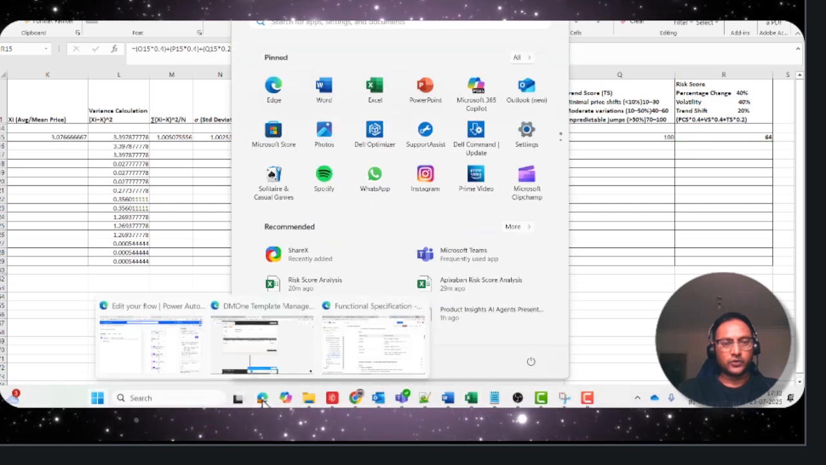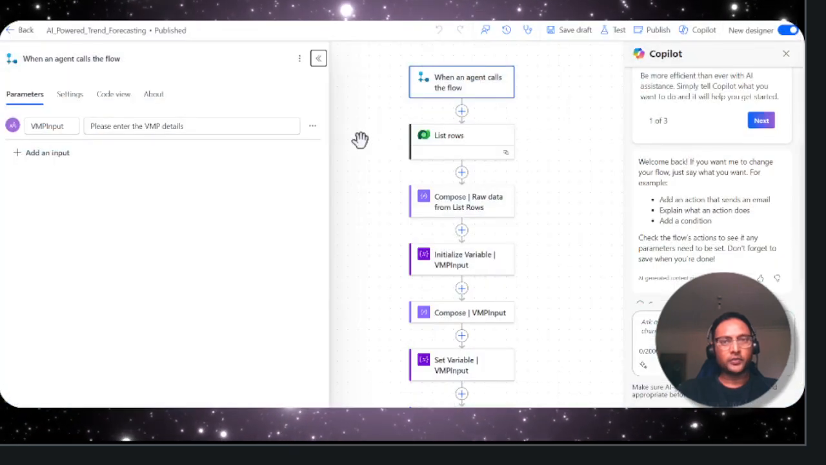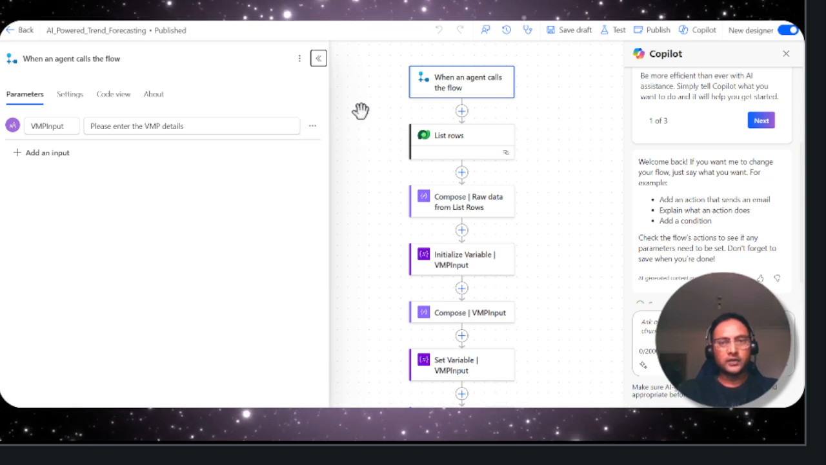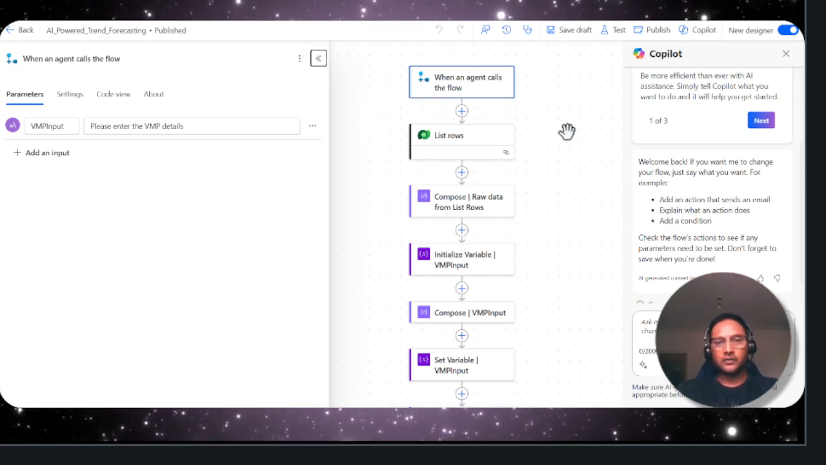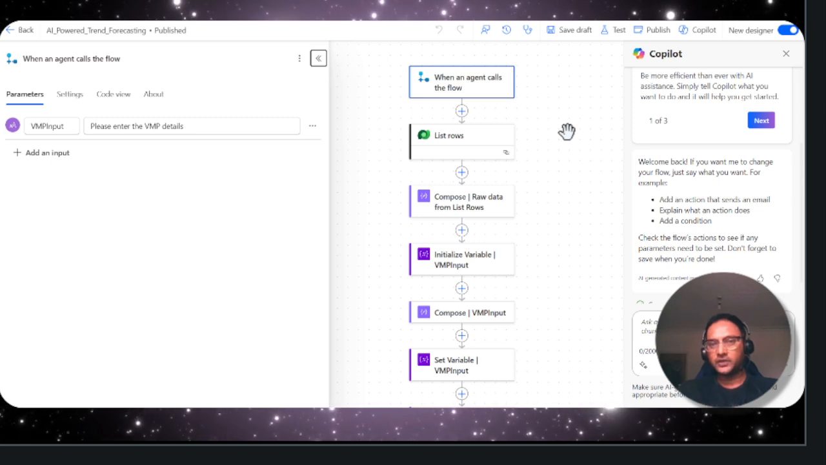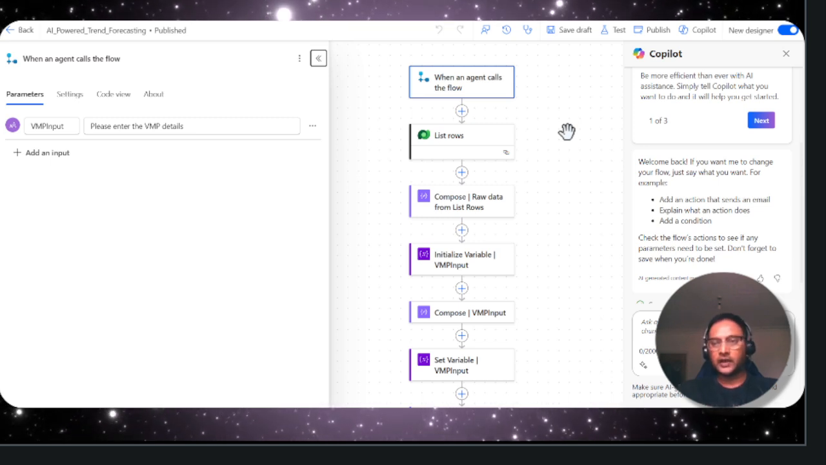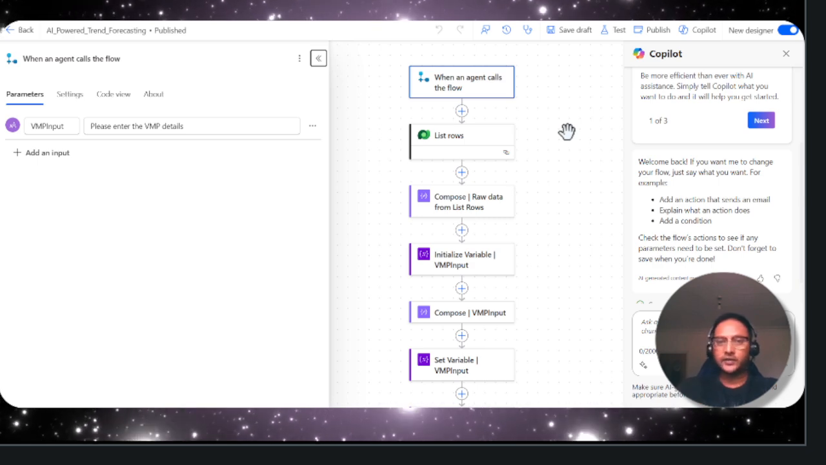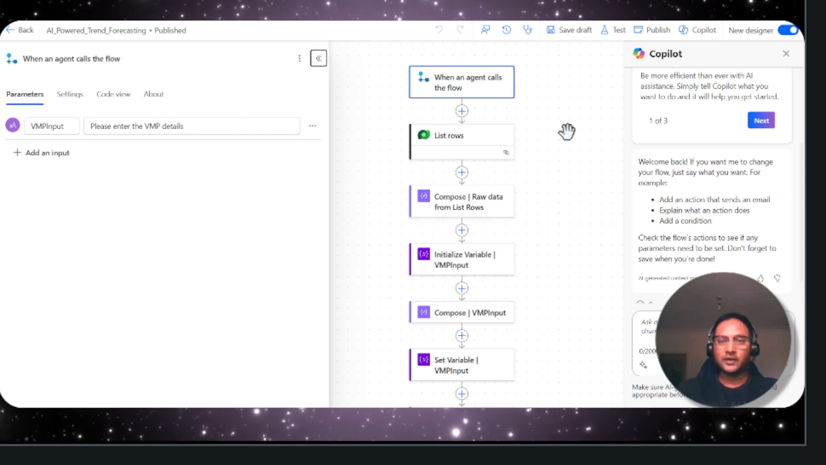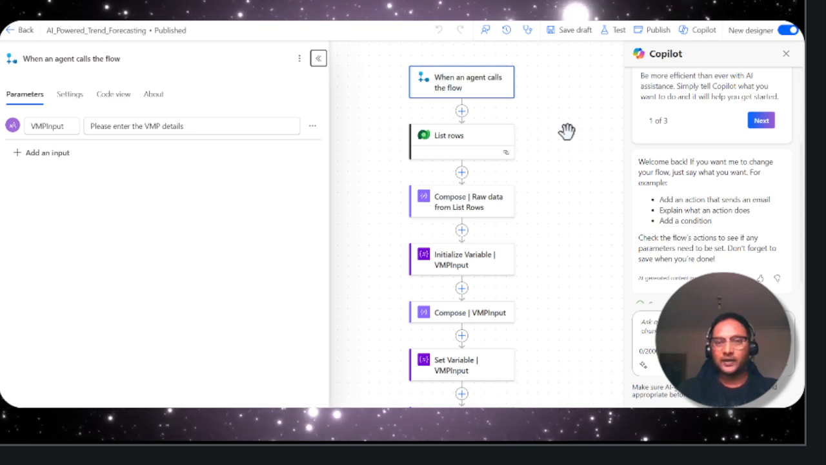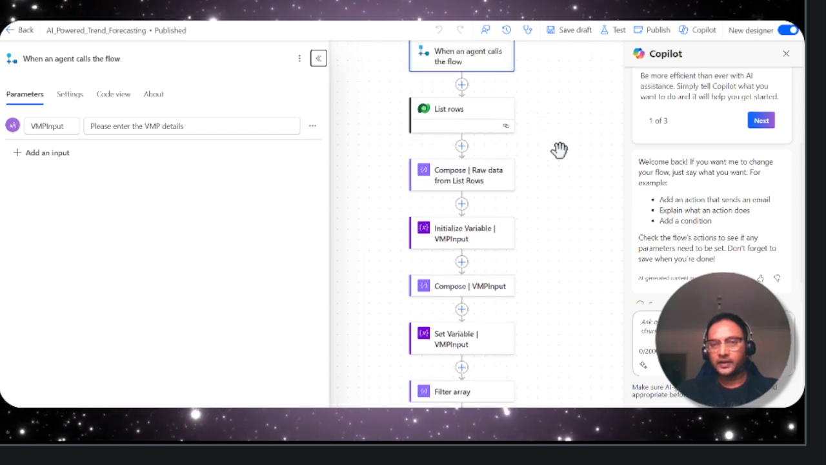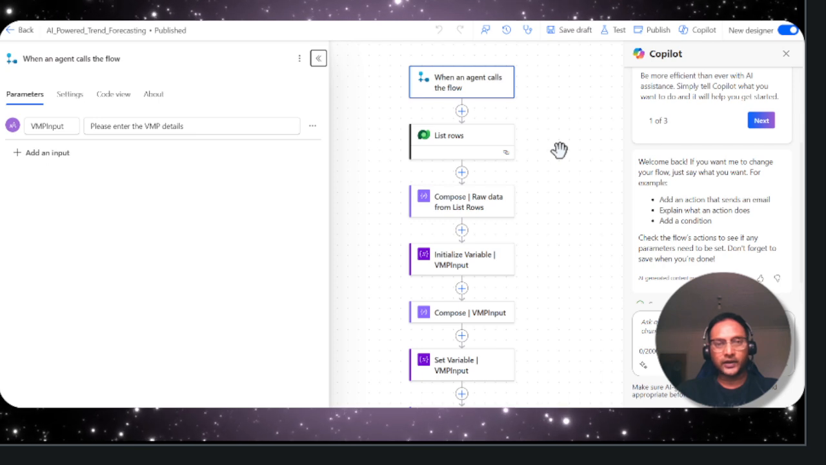I'll go straight to Power Automate. This is the flow which I have. I'll walk through each of the steps which I've used, and I'll show the final result, how it looks. It's quite interesting. Just watch it out.